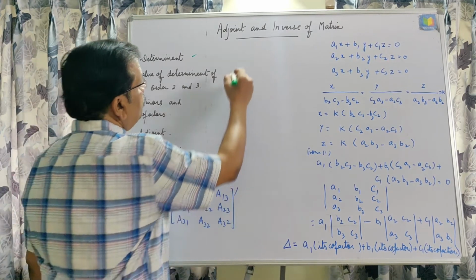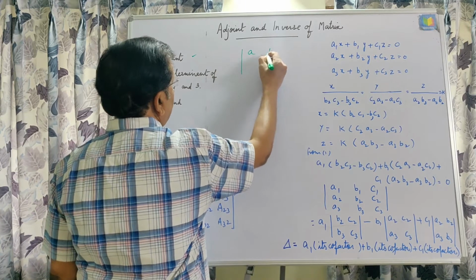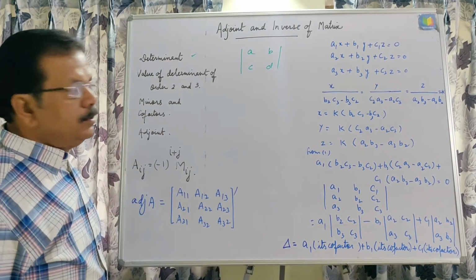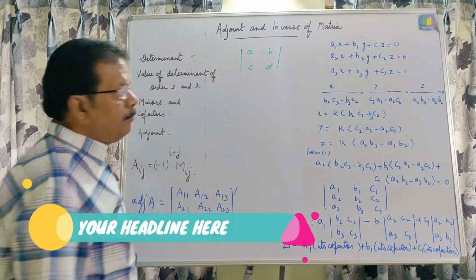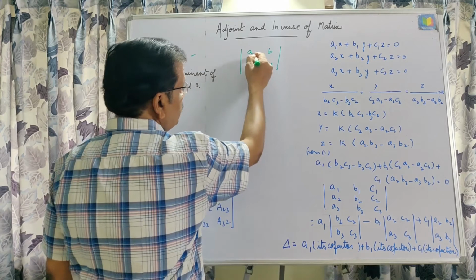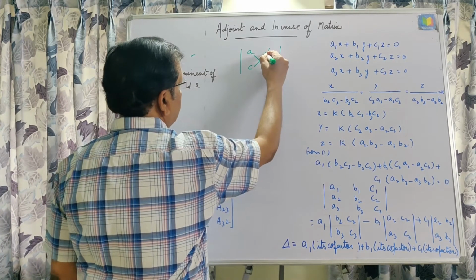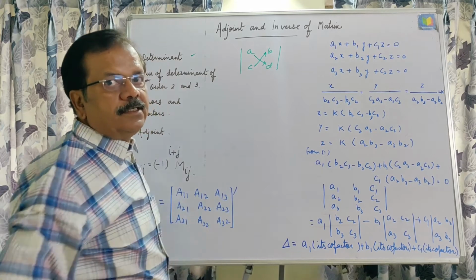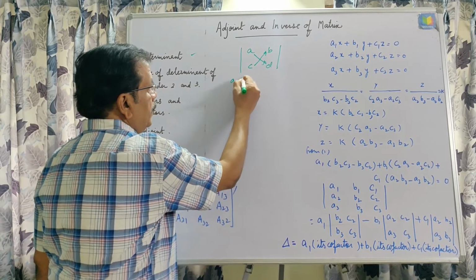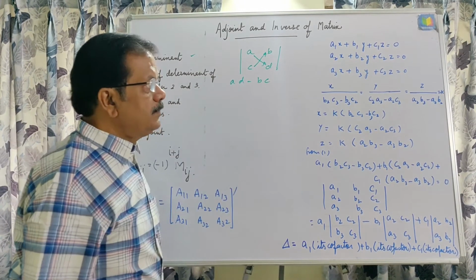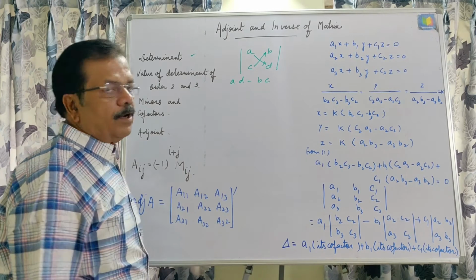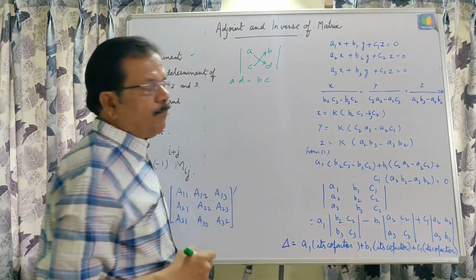Determinant: if four numbers A, B, C, D are represented in rows and columns and bounded by two bars, these two lines, the value of this is AD minus BC. We can say this is the determinant of order 2. That is, the value of this determinant will be AD minus BC. As we were doing in the cross multiplication method, we will use that method also for the determinant of order 3. This is the determinant of order 2.